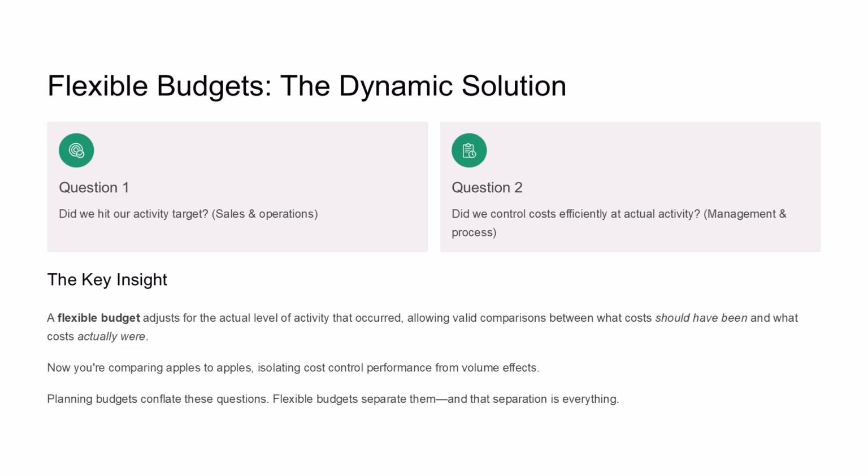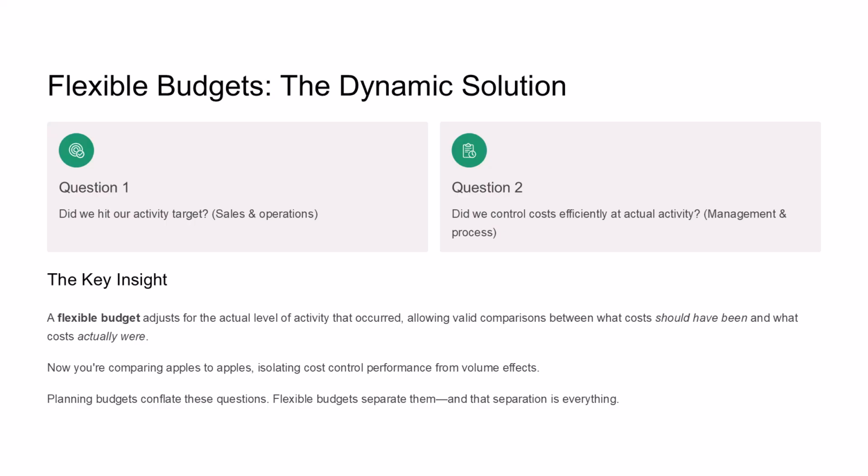Let's go back to the coffee shop example. You planned for 1,000 customers, but served 1,200. Instead of stubbornly comparing your actual costs to the original 1,000 customer budget, you flex the budget. You ask, if I had known I was going to serve 1,200 customers, what should my costs have been? For variable costs like coffee beans, milk, cups, those scale proportionally. If 1,000 customers required $500 in beans, 1,200 customers should require $600. That $600 becomes your flexible budget for beans.